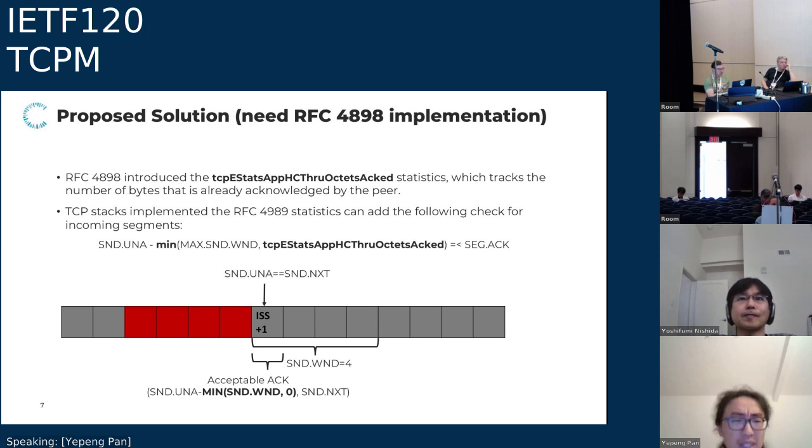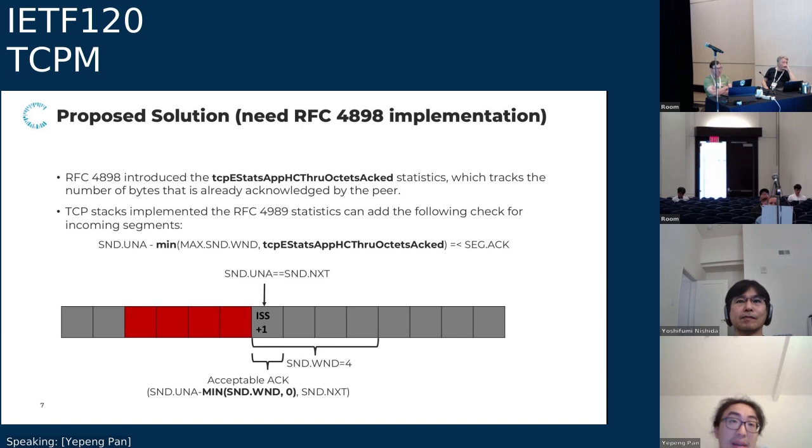The second implementation choice requires some RFC 4898 statistics variable support. The variable here tracks the number of bytes that have already been acknowledged by the peer. So a TCP stack that implements the RFC 4898 specification could use the following condition. Basically, this condition makes sure that an ACK number is only acceptable if it is not an old ACK number, that is, not acknowledging something that is already acknowledged.